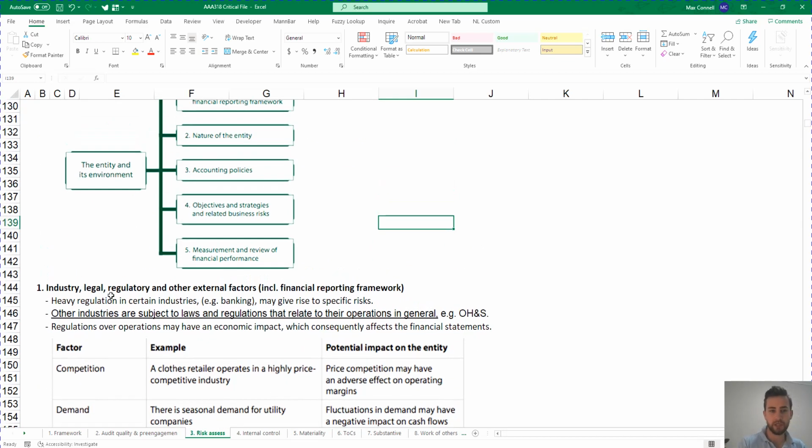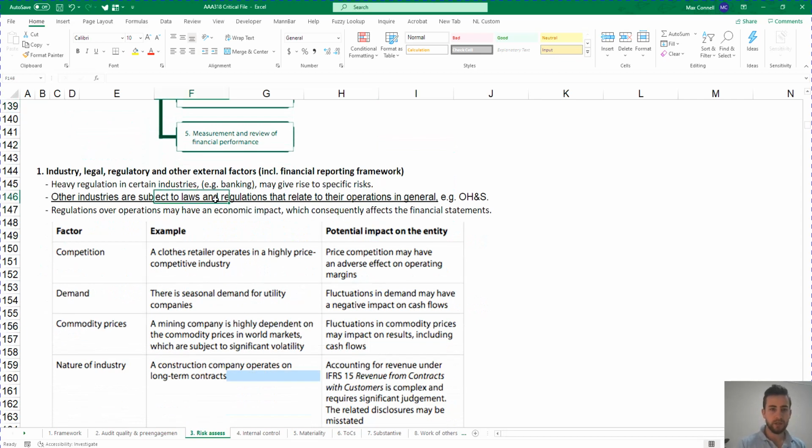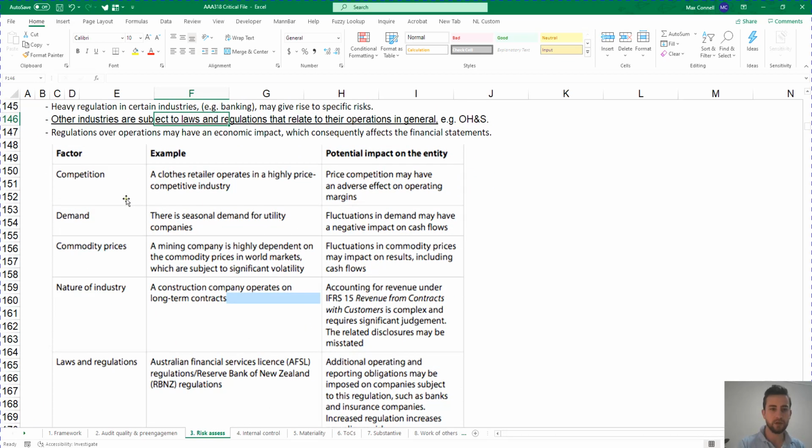So industry, legal, regulatory, and other external factors is the first one. So, for example, depending on the industry that you're in, it may give rise to specific risks. So the textbook gives us some examples over here. So competition, for example, a clothes retailer operating in a highly price competitive industry. The potential impact on the entity is that price competition may have an adverse effect on operating margins. Another example is demand. There could be a seasonal demand in a particular industry, for a utility company, for example, and those fluctuations in demand may have a negative impact on cash flows.